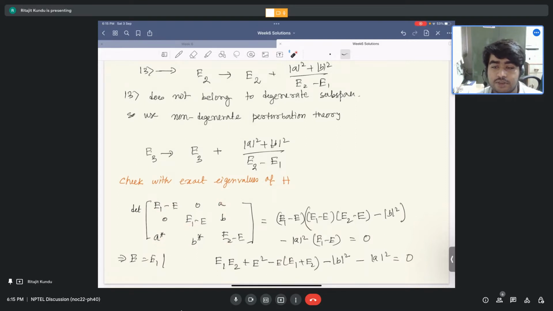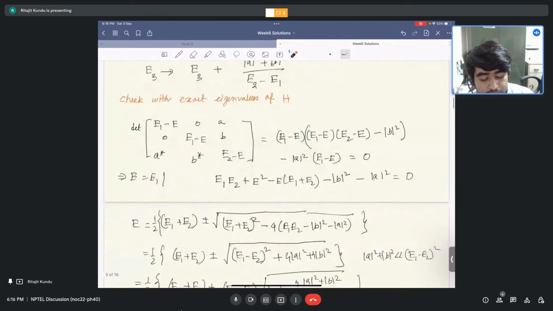It so happens that for this 3×3 matrix, we can solve the characteristic polynomial. We cannot solve for very high order, we cannot even find the roots of a fifth order polynomial, but here this is a cubic polynomial and we can find the solutions. So we again solve the characteristic equation. This is the characteristic equation, the determinant of the whole object, and we have to solve for the energy E.